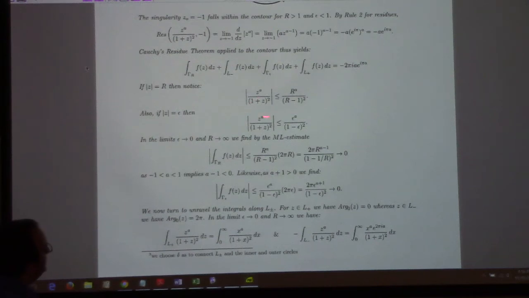This goes to showing that the R piece goes to 0, I believe. This goes to showing that that piece goes to 0. So you're just left with the integral over L plus, which tends to that integral, and this tends to that integral, and the sum of those two, I think, is going to be equal to the residue times 2 pi, and I've lost something here. Well, anyway.